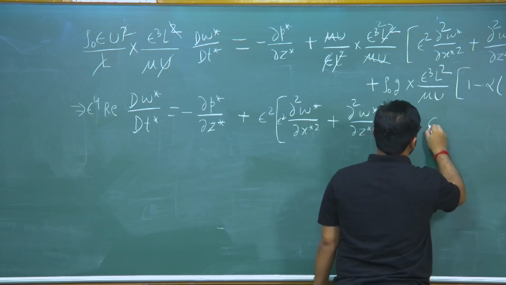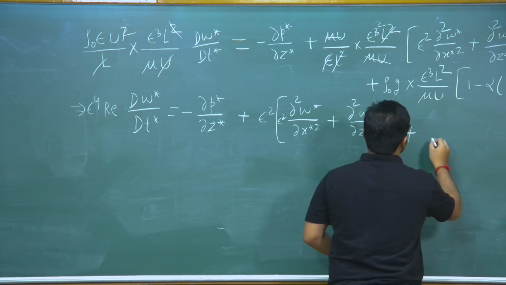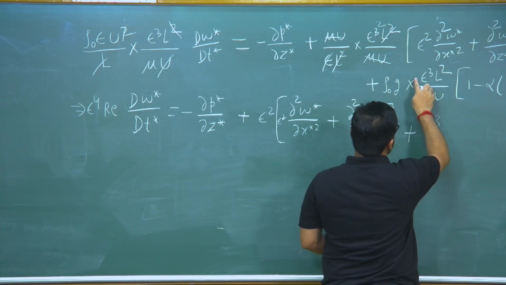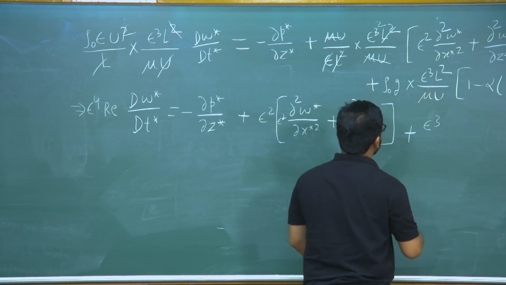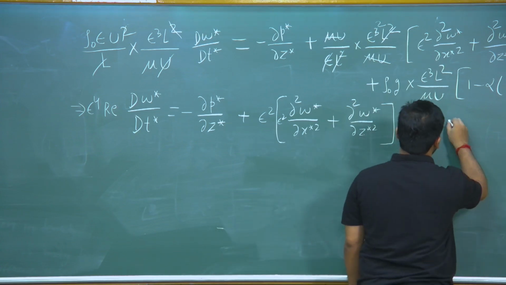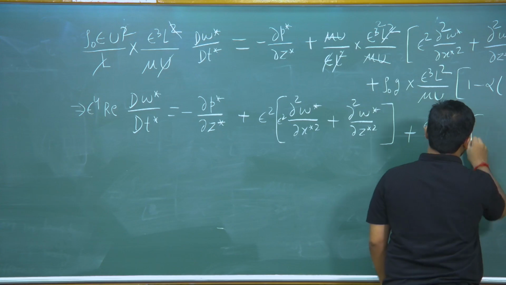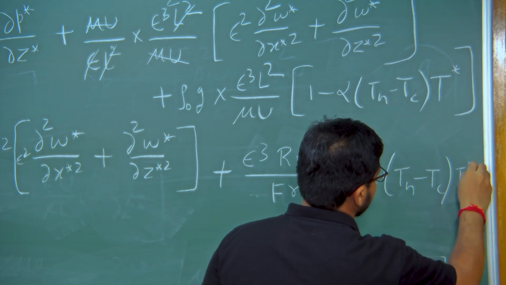So, let me write it, what I can do is I will write it in this way. So, epsilon cube I am taking common, and then rho naught I will multiply u in the numerator. So, that rho u L upon mu will become Reynolds number. Okay. So, this will become nothing but epsilon cube Reynolds number upon Froude's number, I will tell you how, into 1 minus alpha (T h minus T c) times T star.